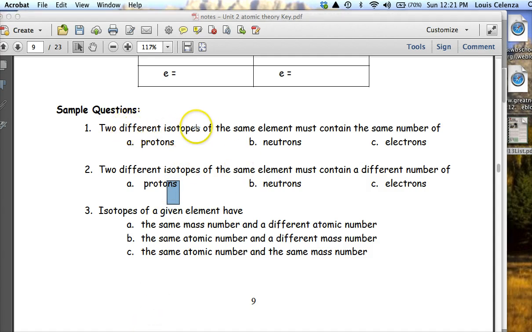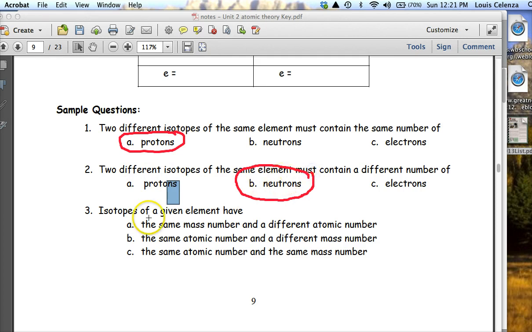Okay, so if you look at it, two different isotopes of the same element must contain the same number of, that would be protons. In the above ones, they also have the same electrons, but they don't have to have the same electrons. Number 2, two different isotopes of the same element must contain a different, well, we know what's different because we just did it. They have different numbers of neutrons.